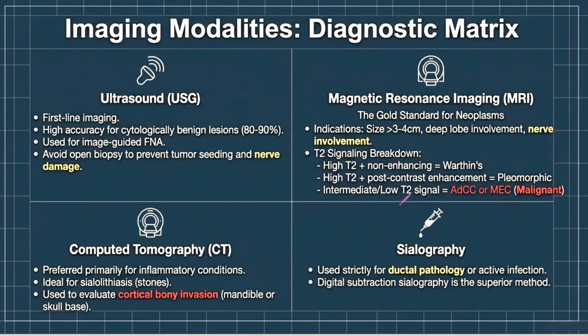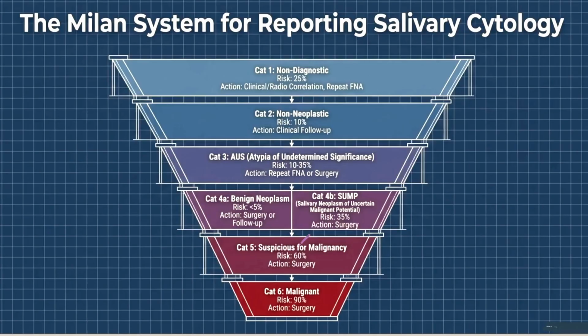The notes also highlight another specific benign mass, Warthin's tumor. Ah, yes, Warthin's. The data shows a strong demographic association here, noting it almost exclusively arises in older males with a history of smoking.